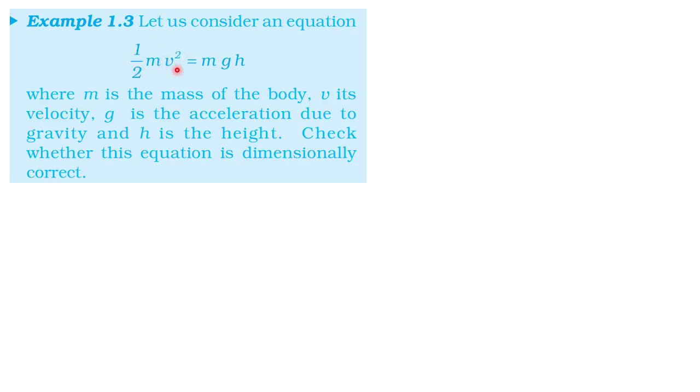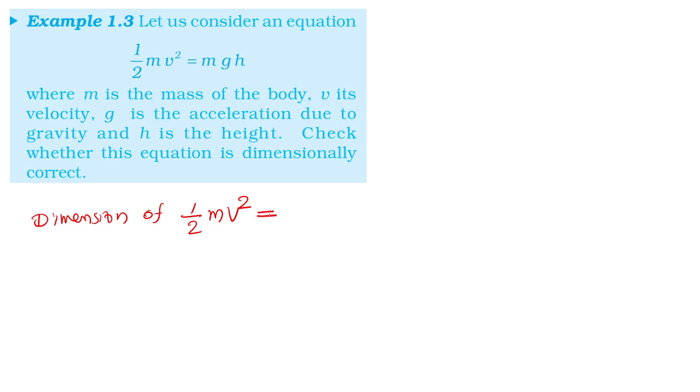So on the left side there is no plus, so you just find the dimension of the left hand side and the dimension of the right hand side. Just verify that the left side and right side are equal. No plus is there, so we need not worry about that. So, dimension of the left side, LHS, is the dimension of half m v square.